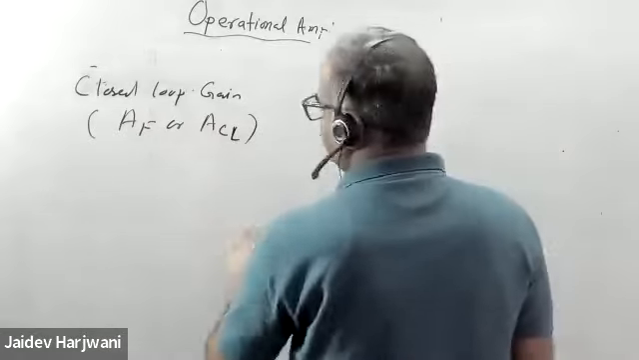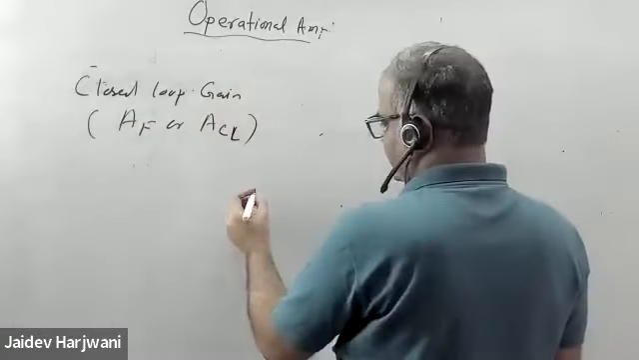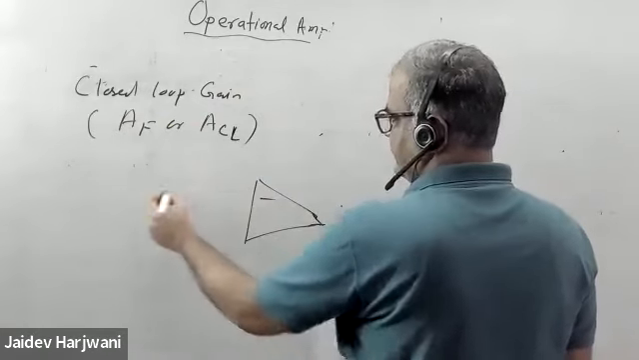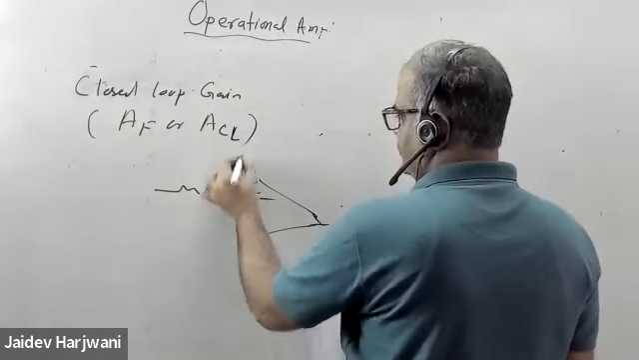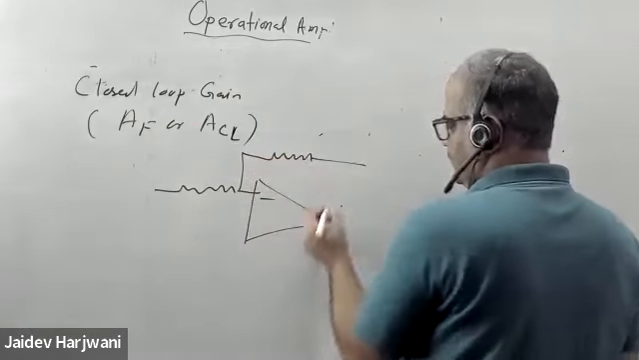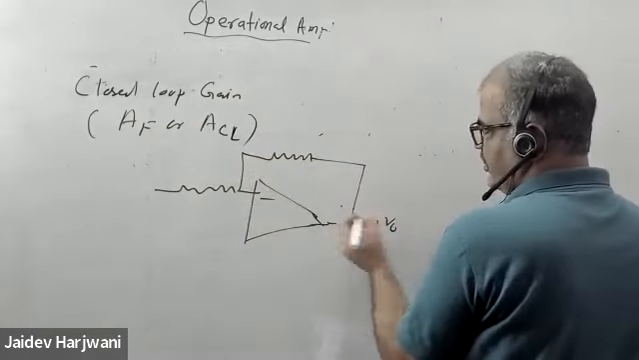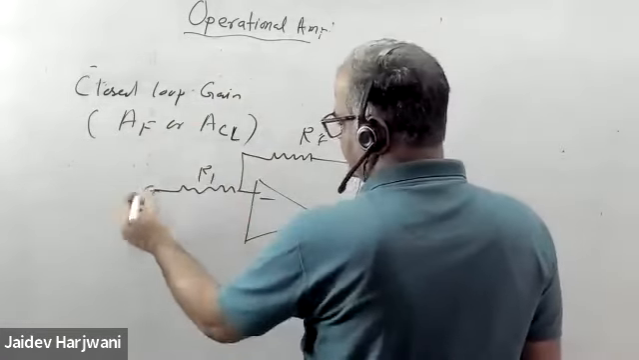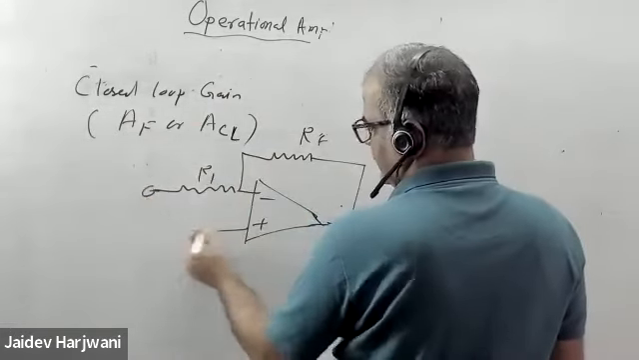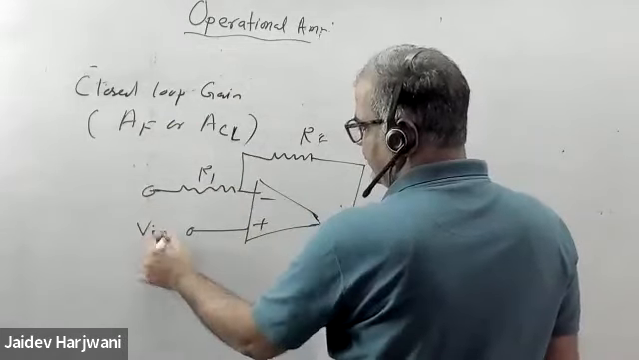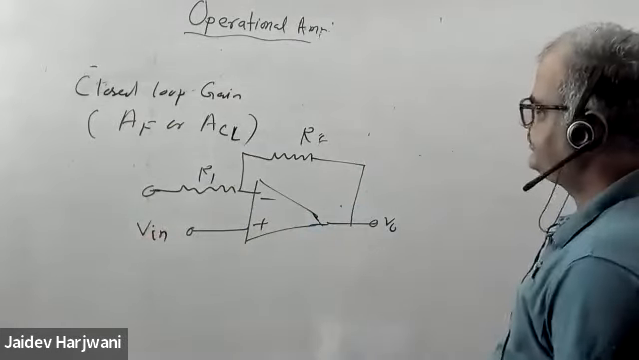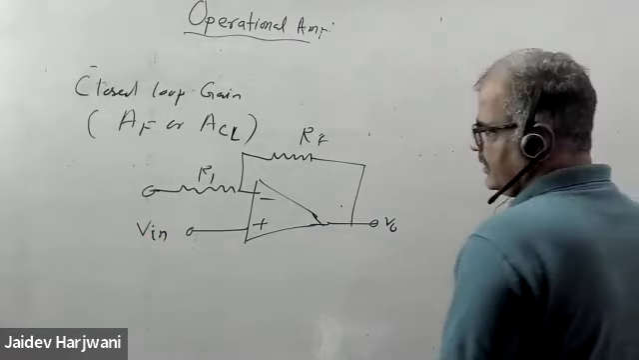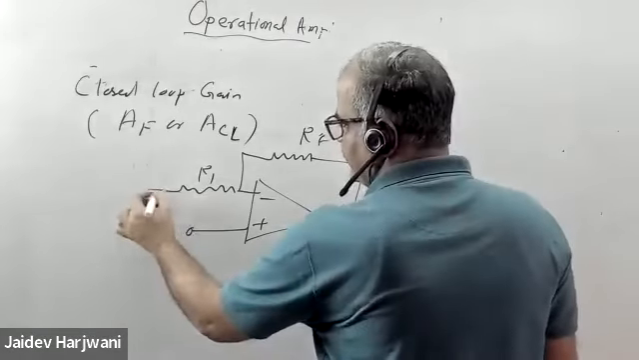So I'm calculating for a non-inverting amplifier. This is my non-inverting amplifier. This is your resistance here, and you have a feedback resistance here. You have V output here. The feedback resistor is RF, this is R1, and this is my plus terminal where I'm giving the signal. V input I'm giving here. And this terminal is grounded.